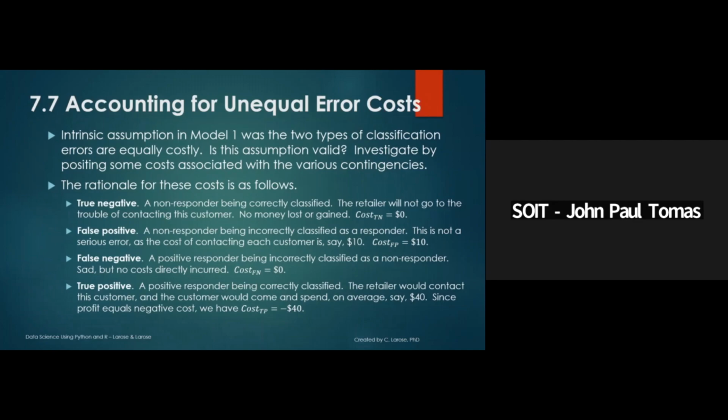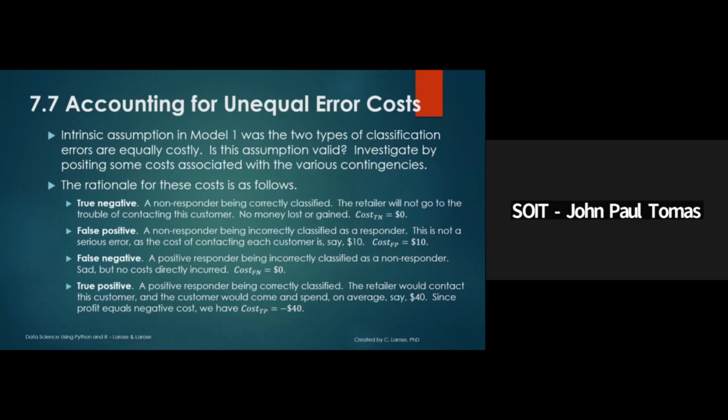Now, the false negatives, a positive responder being incorrectly classified as a non-responder. This is actually sad, because it's supposed to be a true positive. But since the model incorrectly classified this as a non-responder, we will consider this as cost sub FN, which equates to $0, because we're not going to spend an amount on this one since it's classified as a non-responder as well.